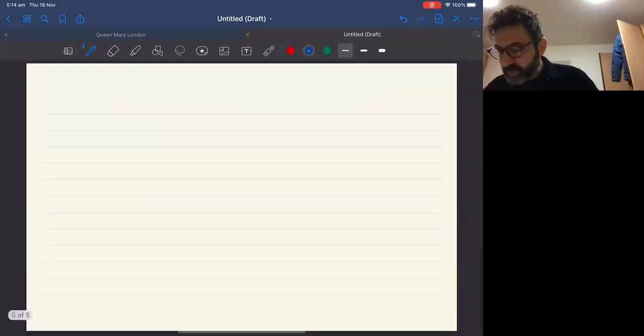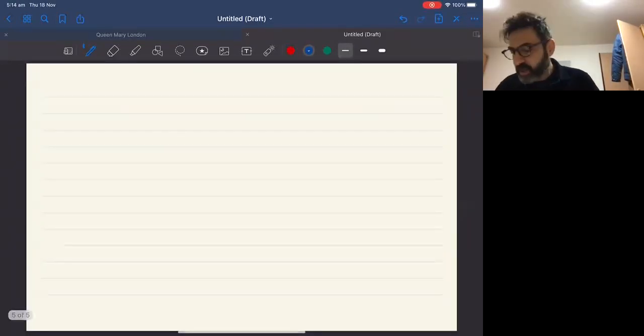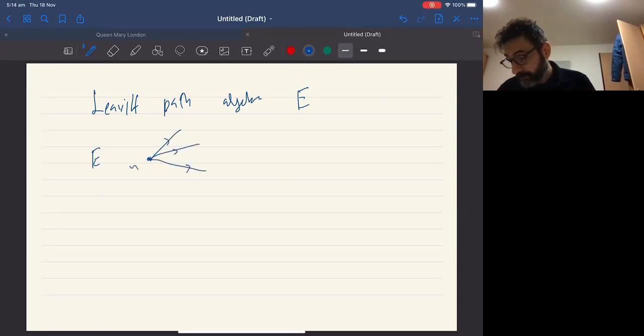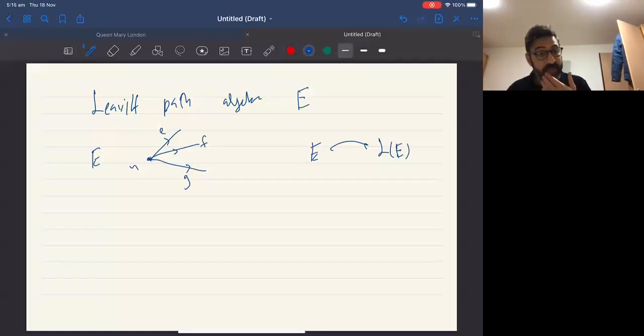In a very different direction, there is a subject called Leavitt path algebra. It has nothing to do with this. You start with the graph E, and this is a directed graph, and you assign to this graph an algebra. In a second, I'll tell you the relations. I have to be very quick, but the relations are such that it behaves very nicely. Namely, the algebra gets very nice properties.